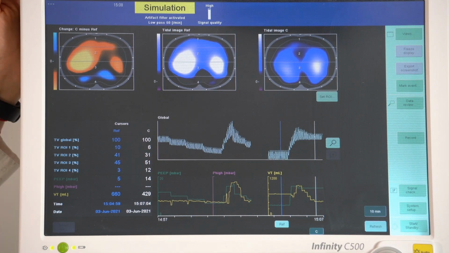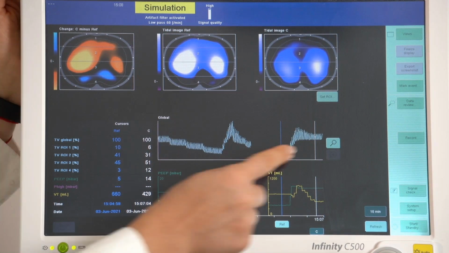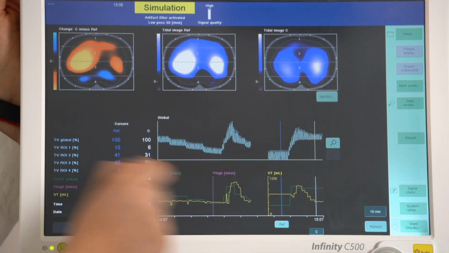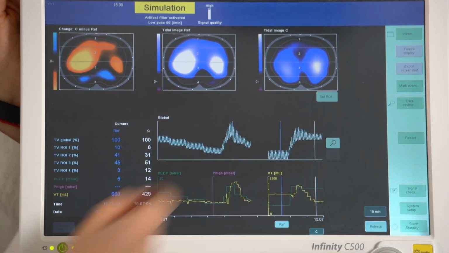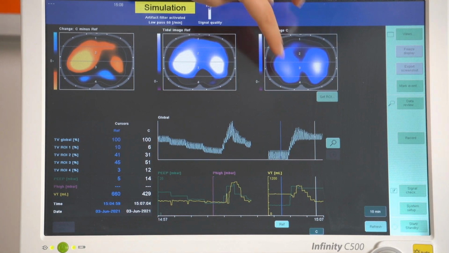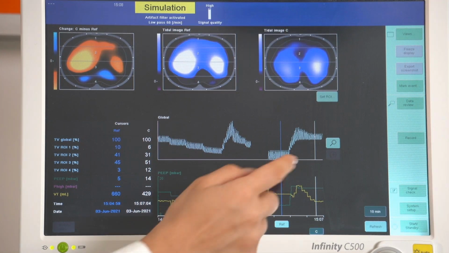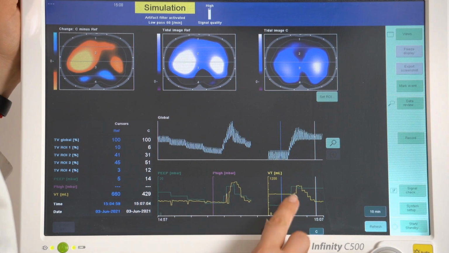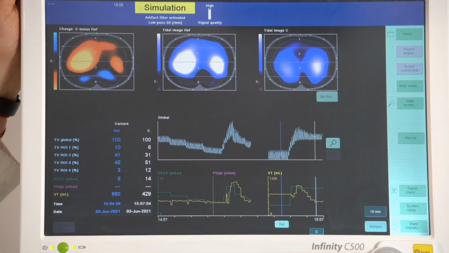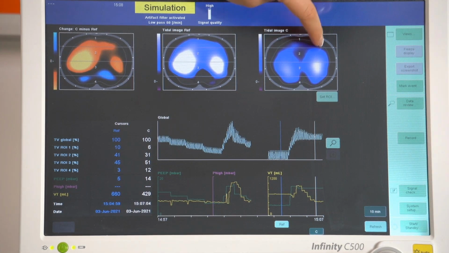success of the intervention. Therefore, we put the cursor 1 to the time frame after the recruitment. So we've done the recruitment, and we perform the recruitment maneuvers. How do we know that? Because we have the information about the pressure. This is our PEEP, and we increased our PEEP. So, what do we see now?